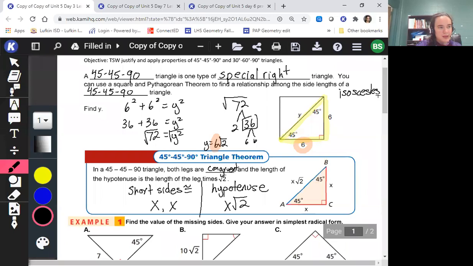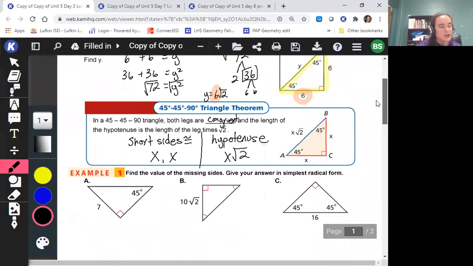Okay, so now we're going to work some examples like this. I do want you to label your 45, 45, 90 triangles like this. So your short sides are x. They're the sides that are making up that right angle. And your hypotenuse, your side across from your right angle, is x square root of 2. So we're going to label our short sides as x's. Our hypotenuse is x square root of 2.